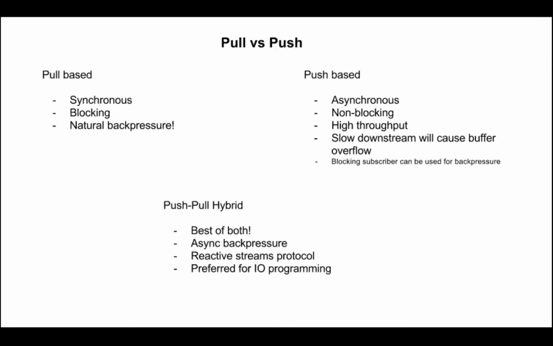So I'll just briefly summarize. Pull-based systems are synchronous because of the next iterator-based call. The blocking acts as a natural back pressure, so you don't have to worry about it. On the other hand, push-based systems are asynchronous. They are non-blocking. They're high throughput, supposedly, but a slow downstream will cause buffer overflow. And there's a fine print that, well, you can avoid that by blocking, but then that is not consistent with the objective. And the hybrid is a mix of both. And it's preferred for IO programming. At least I prefer that.